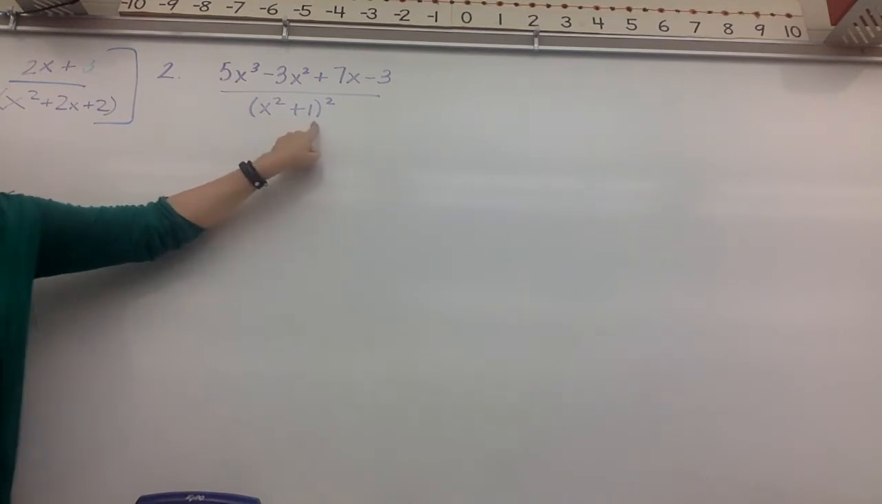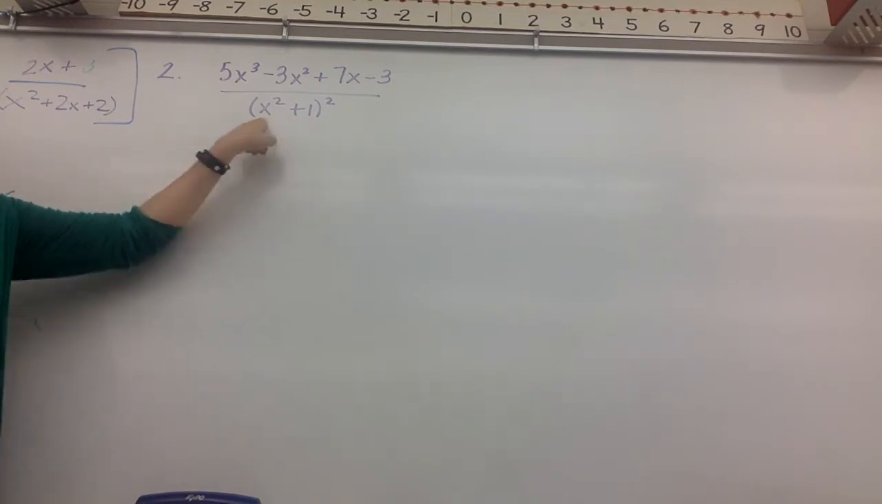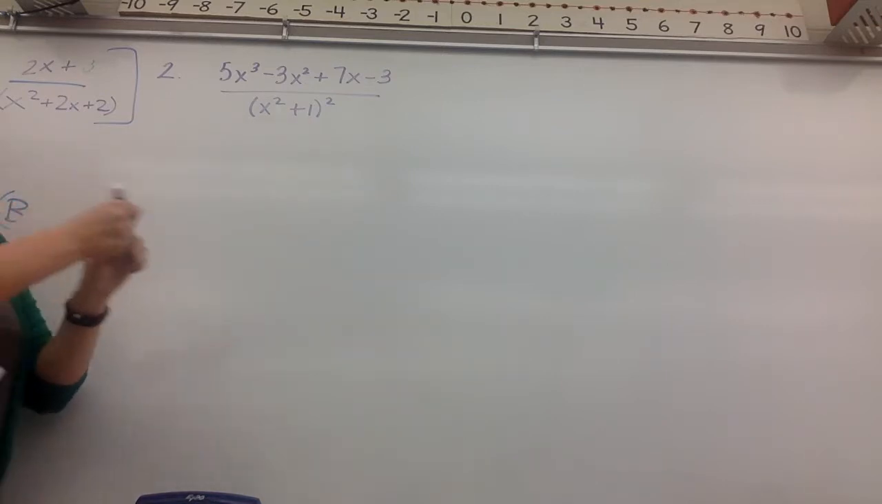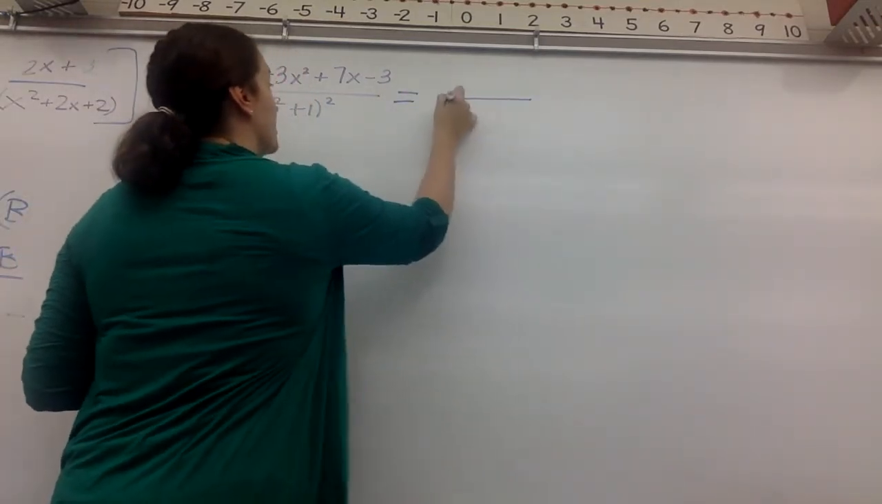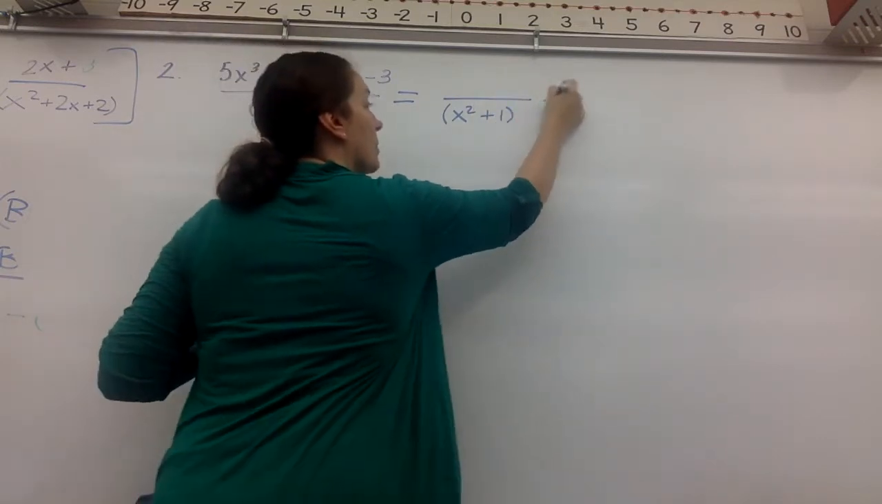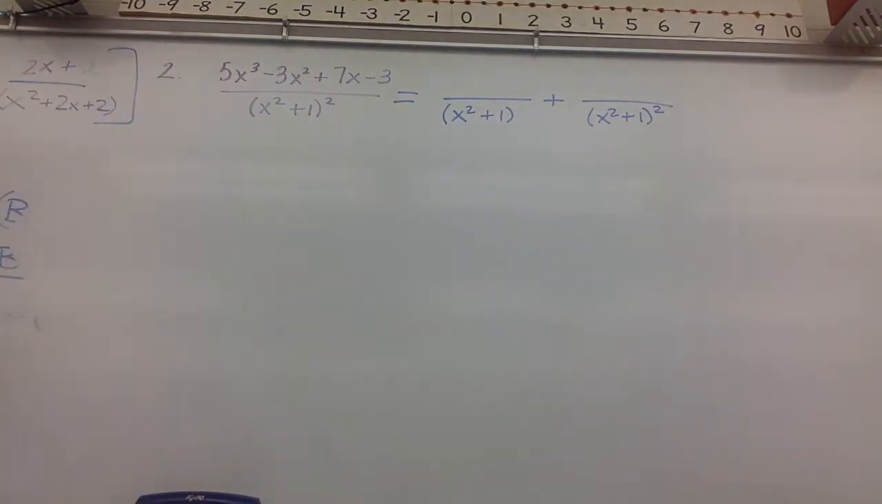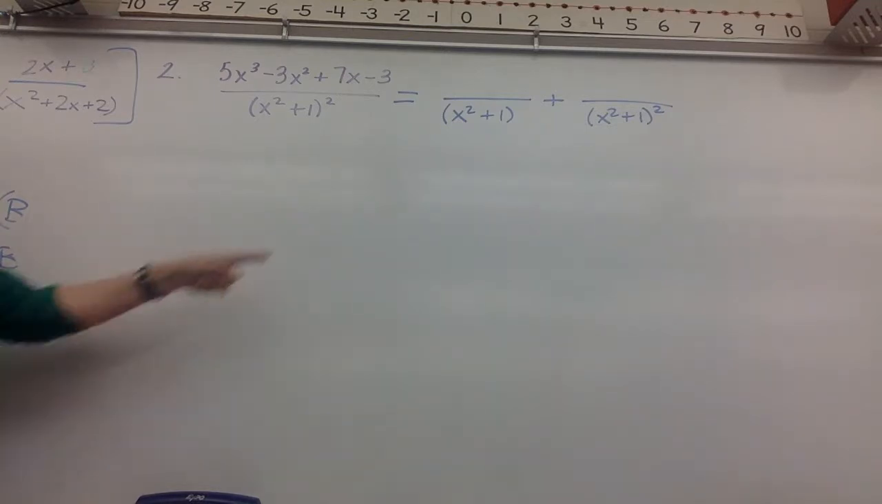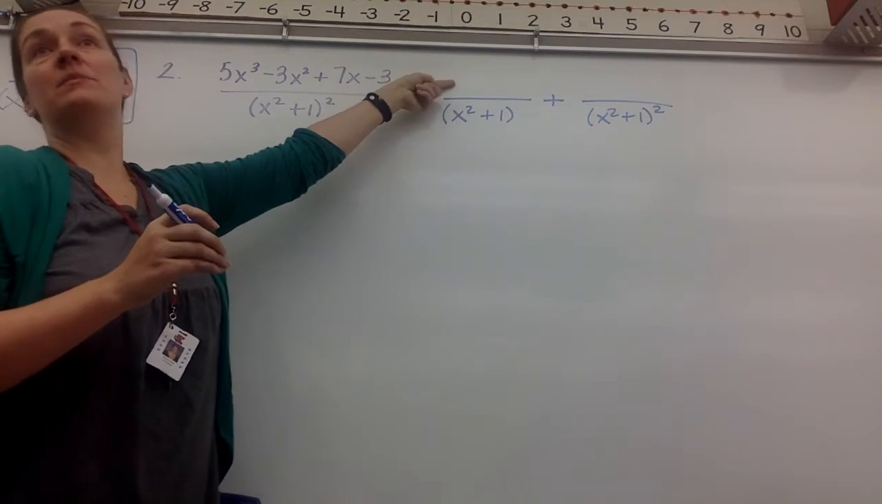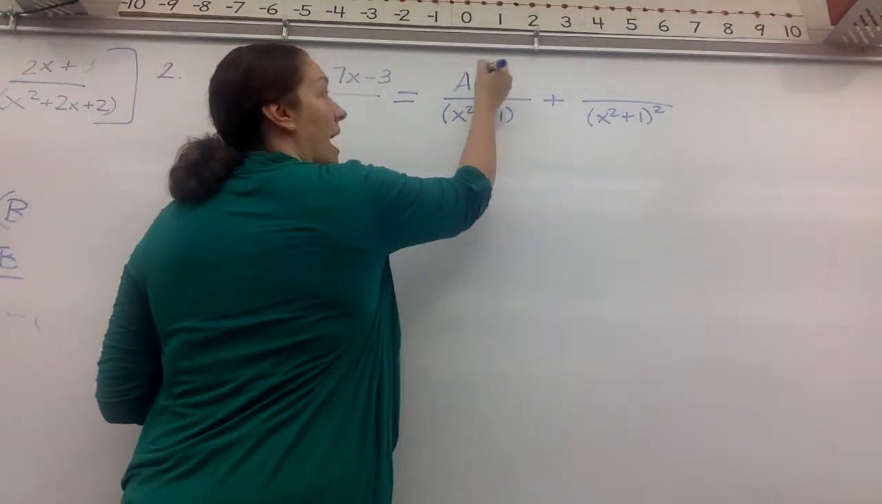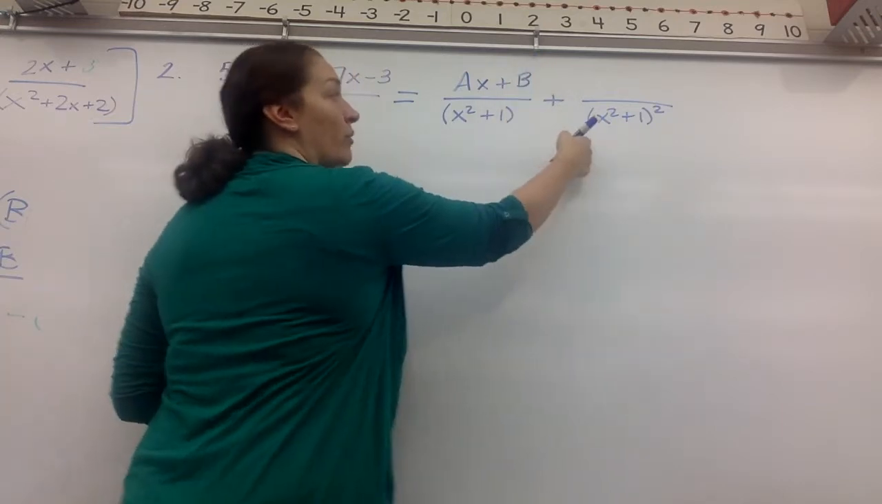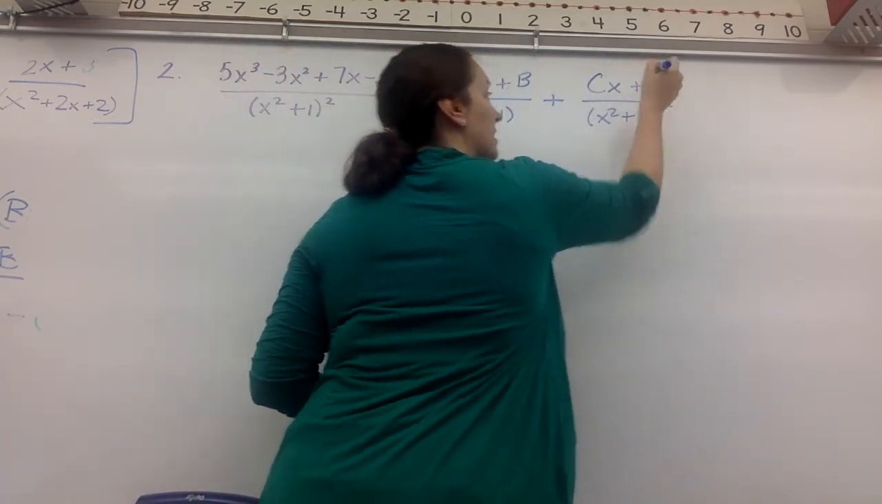Does x squared plus 1 break down? Doesn't factor, right? So my two denominators are going to be x squared plus 1 plus x squared plus 1 squared. Does that look familiar to what we did with the linears? The only difference here is that now my denominators are quadratic, which means my numerators have to be linear. Ax plus b, and here, cx plus d.